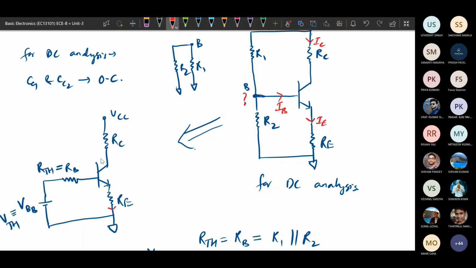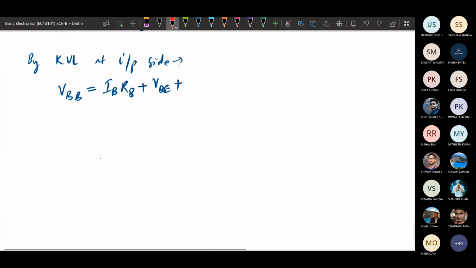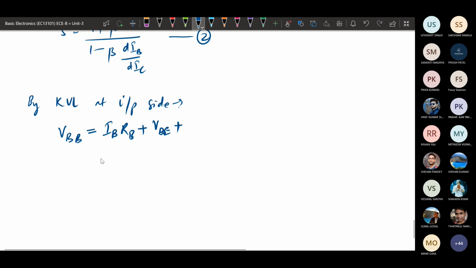So this will be the IE, this is your IB and this is your IC. From the input side, VBB will be equal to IB into RB plus the base to emitter voltage VBE, positive and negative, plus the emitter current multiplied by the emitter resistance, since there is a voltage drop because of this also. So it will be plus IE into RE. This is the input side.